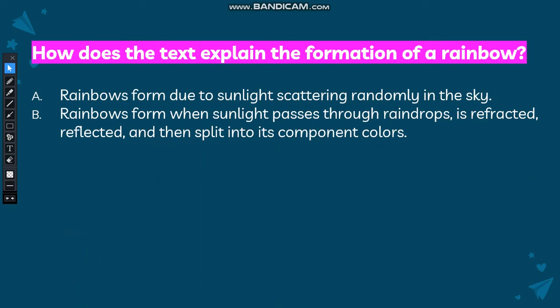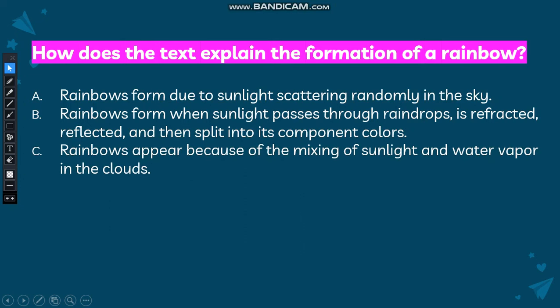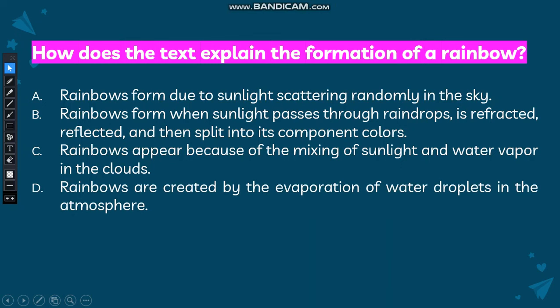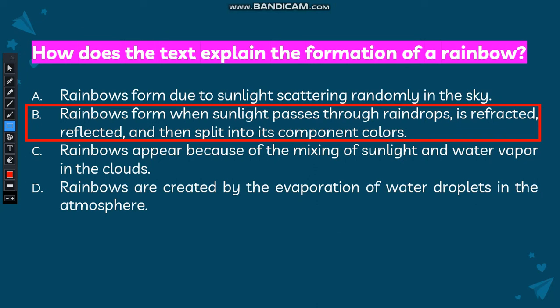Option A, rainbows form due to sunlight scattering randomly in the sky. B, rainbows form when sunlight passes through raindrops, is reflected, and then split into the component colors. C, rainbows appear because of the mixing of sunlight and water vapor in the clouds. And D, rainbows are created by the evaporation of water droplets in the atmosphere. But if we go back to the text to see the answer, B is the right answer, as explained in the text itself. So this kind of question is called an explanatory question, which asks for an explanation of something that is mentioned in the text.